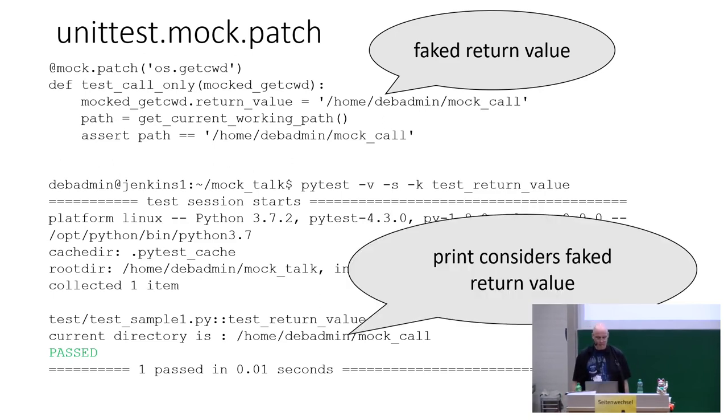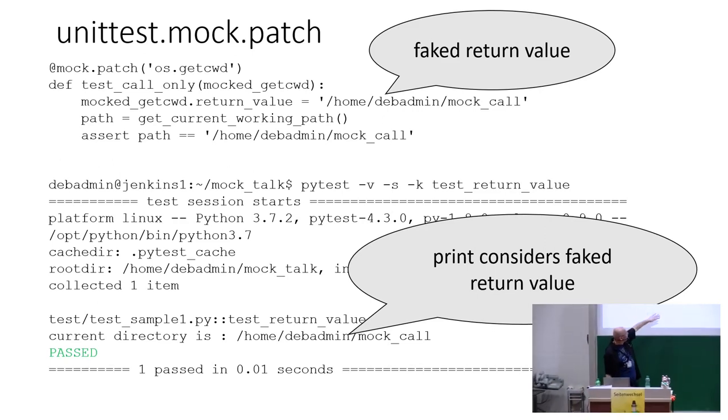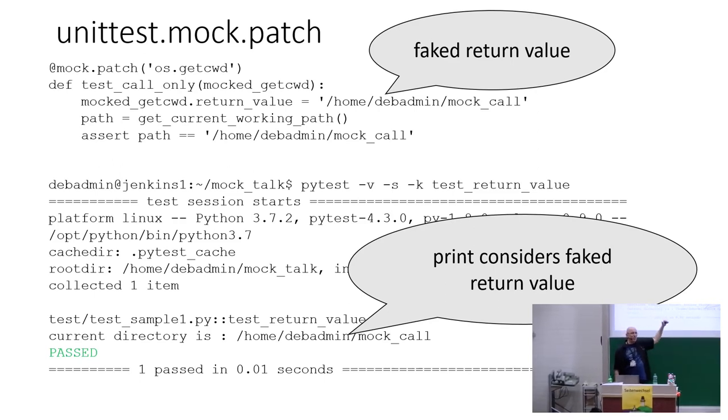And as opposed to the example before, because when you don't set a return value, you get back these mock objects. Here you get the right output. So the print statement considers the faked return value.